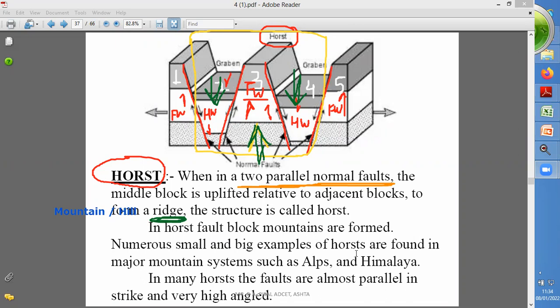Numerous small and big examples of the horst are found in major mountain systems such as the Alps and Himalayas.